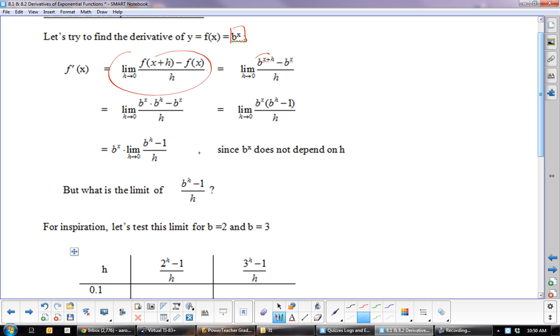Now, using your laws of powers, we can split that up into b of x times b of h. And you see that now that we have a b of x in both, as h approaches 0. Okay, so want to write this down then? I'll slow down a bit.